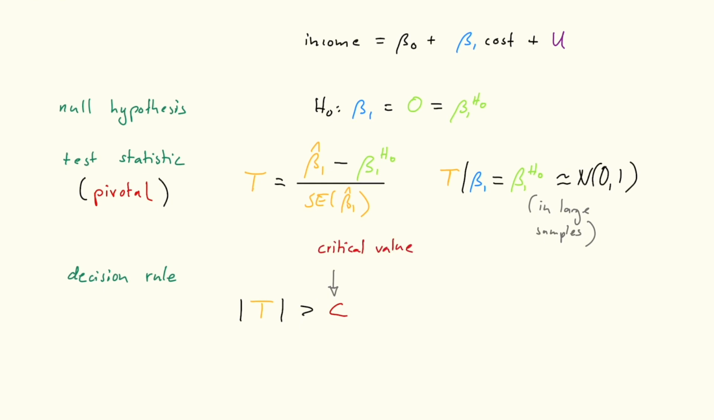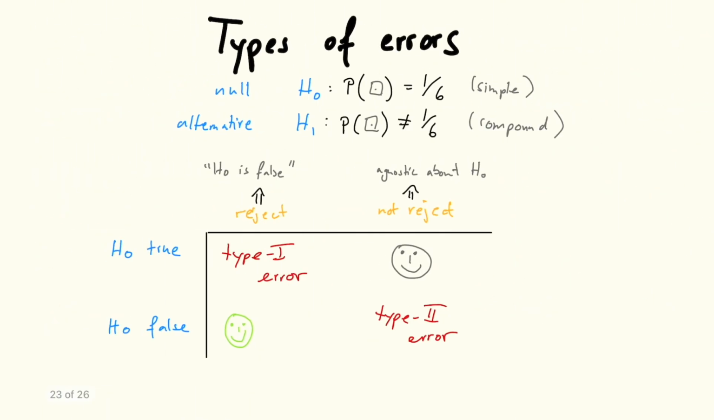What value should we choose for c? In general, we like a small value of c because that means that the test will reject more often, and a test that rejects is a powerful test. On the other hand, we don't want c to be too small so that we reject too often. How can we reject too often? Well, that's only really relevant in the setting where the null hypothesis is true. Then every time we reject, we commit a type 1 error.